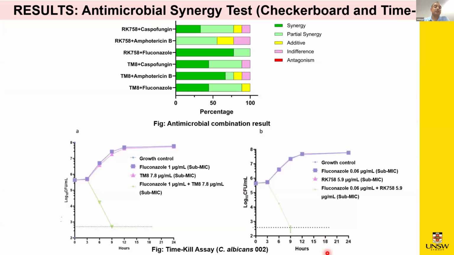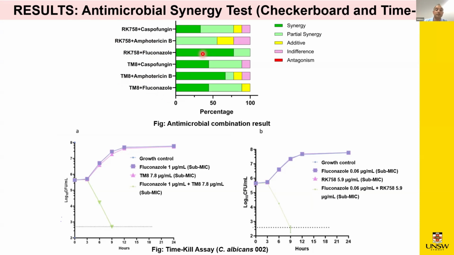This made us very enthusiastic to look at whether these compounds will act synergistically with conventional antifungals. For that, we tested both TM8 and RK758 with caspofungin, amphotericin B as well as fluconazole, and we found that these compounds have very good activity. For example, TM8 showed good synergy with amphotericin B, and RK758 showed very good synergy with fluconazole. In almost all the cases that we tested, they showed either synergy or partial synergy. And the best part was there was no antagonism in any of these combinations against any of these strains.